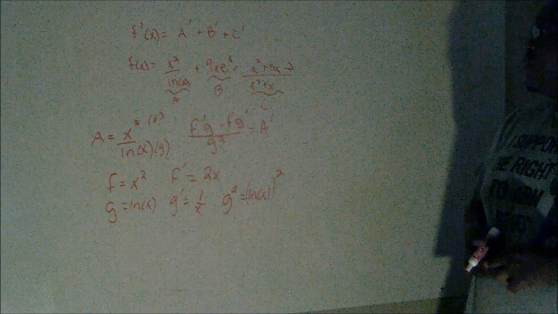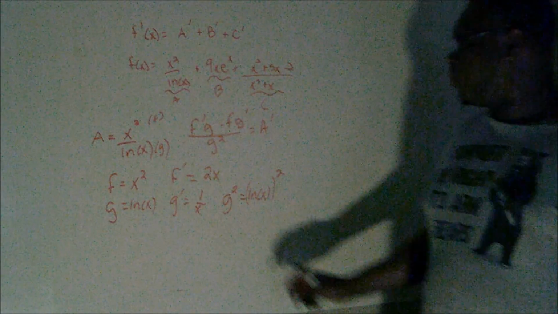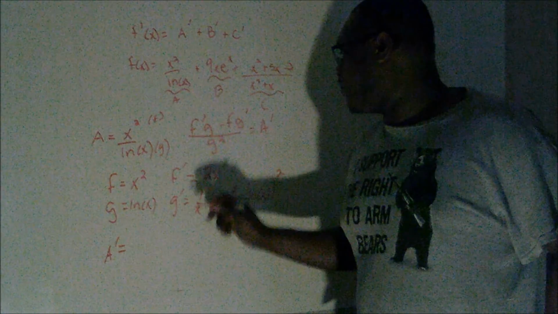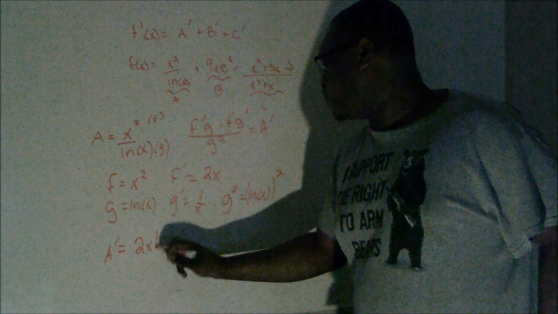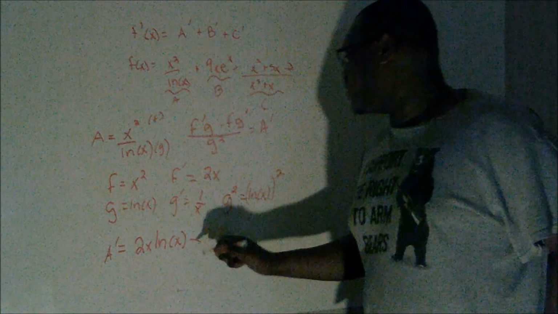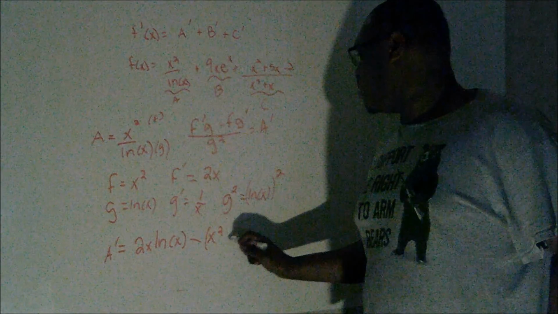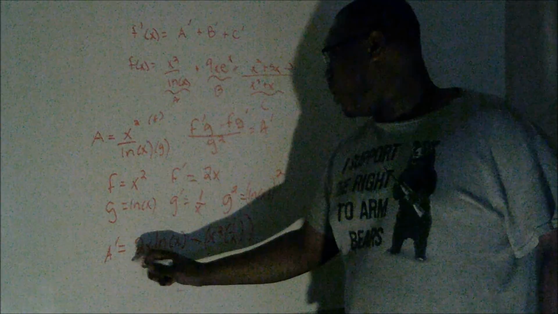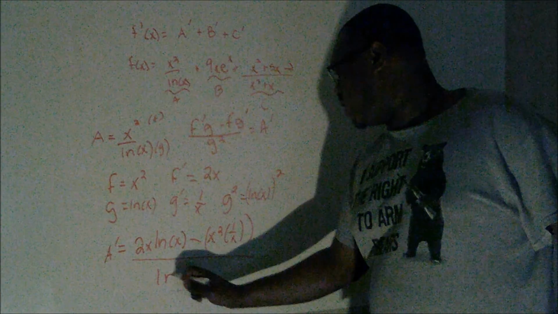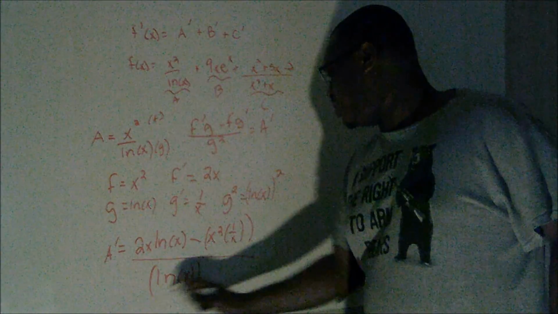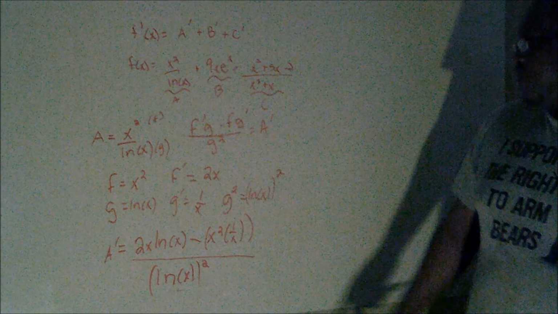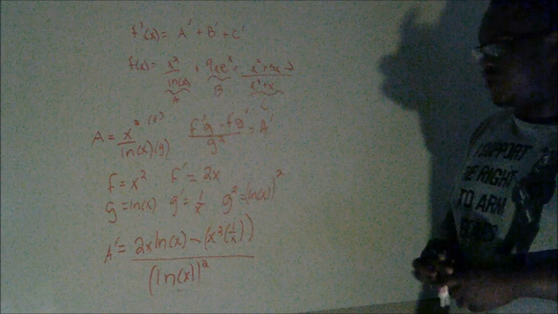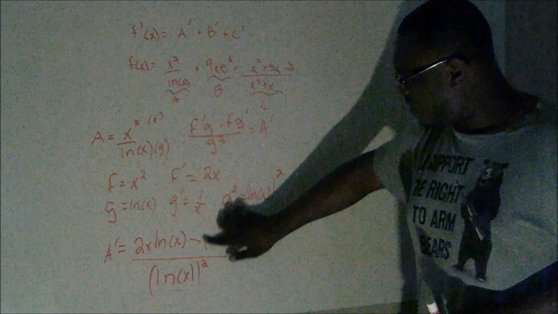We have everything now, so now we can say that a prime, which I will write here, is equal to f prime g, which is 2x, times the natural log of x, minus f, x squared, times g prime, times 1 over x, all over g squared, natural log of x squared. Now, obviously, if you guys look here, when you multiply this out, you'll get x squared divided by x. So that simply just becomes x. So we can simplify this whole term just to be x.